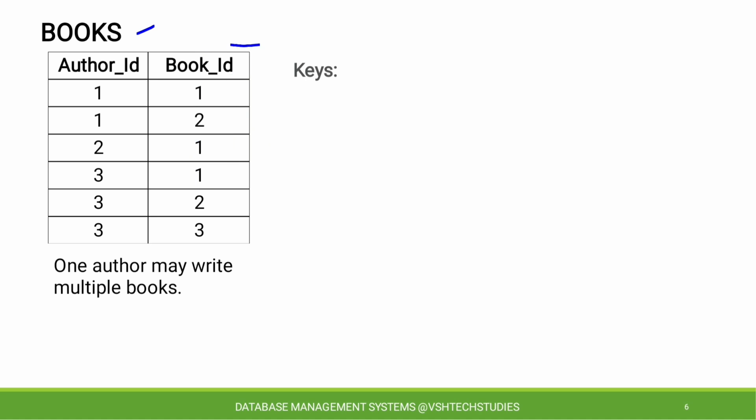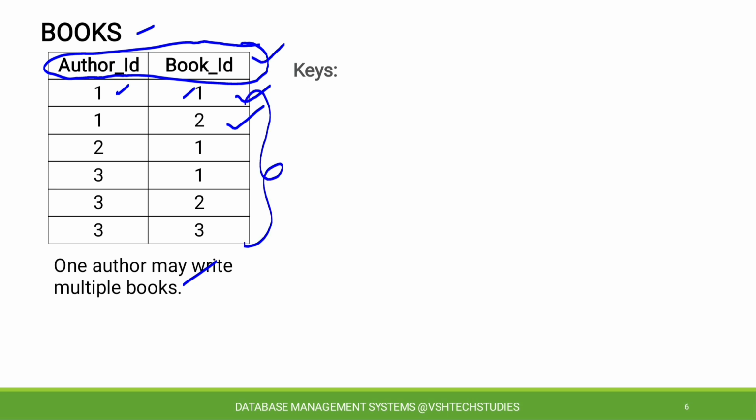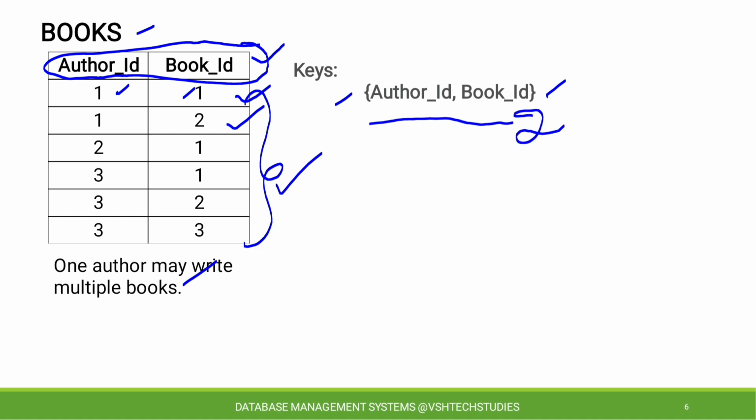Now if you consider the values of both author ID and book ID. So a row with author ID 1 and book ID 1 means only this. A row with author ID 1, book ID 2 means only this. So one author may write multiple books. So which author and which book ID? With the values of both attributes only we can identify any row uniquely here. Hence, in this table, the key is this. There is only one key in this table, but it is having two attributes. Such a key is called a composite key.